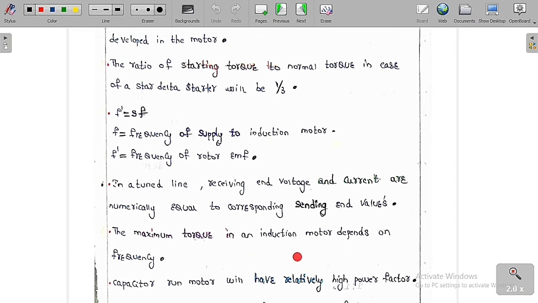The maximum torque in an induction motor depends upon the frequency. I already told you the maximum torque expression in an induction motor is equal to 120 by 2 pi ns into E2 square by 2 into X2. As ns is proportional to frequency and X2 is also proportional to frequency, so simply we can say that the torque is directly proportional to 1 by F square. These things I have already told you in the previous classes.